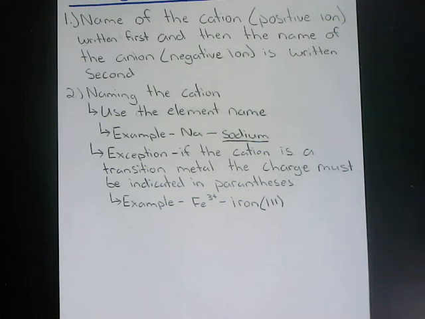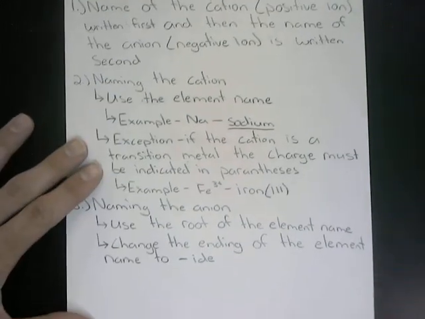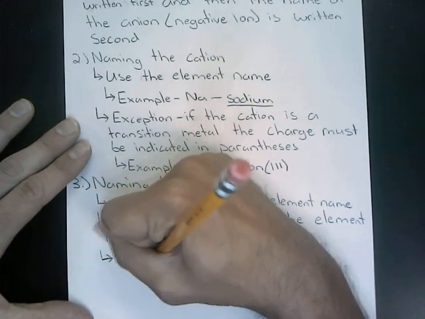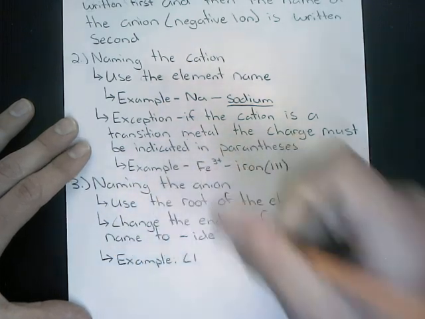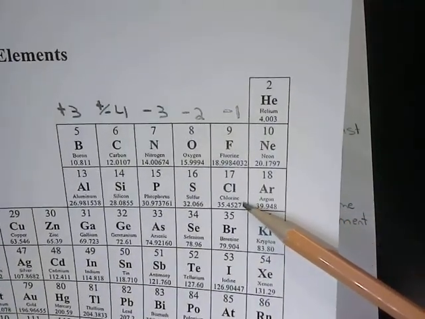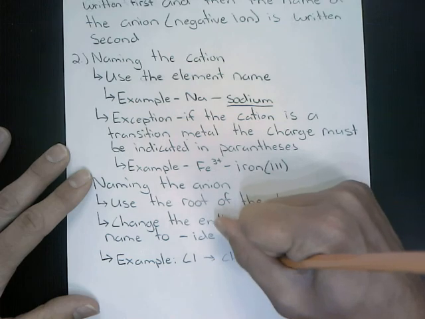Now we get to naming the anion. The first thing with the anion is you're going to use the root of the element name. Then you have to chop off the ending and make it an IDE ending instead of the original element name. So let's go through an example of naming an anion, and let's use the element Cl. We have Cl in the formula, listed second because it is an anion. The first thing we do is look up our element name. The element name for Cl is chlorine, so all I'm going to do is write down chlorine exactly how I see it on the periodic table.